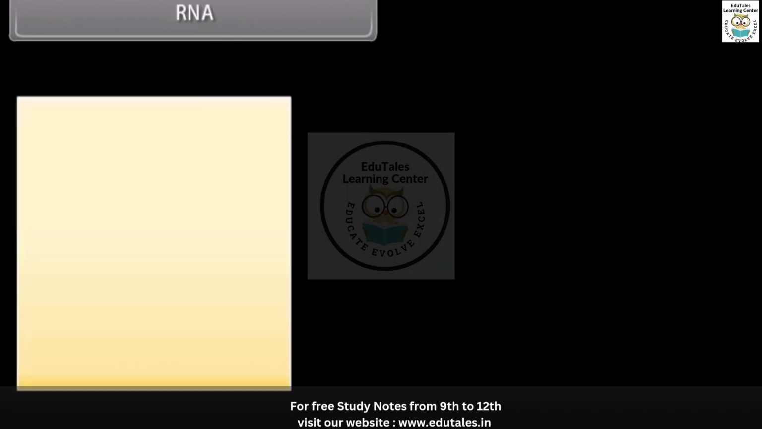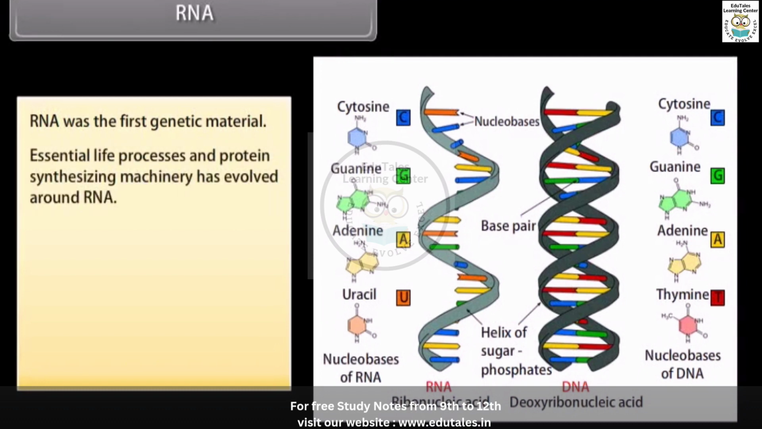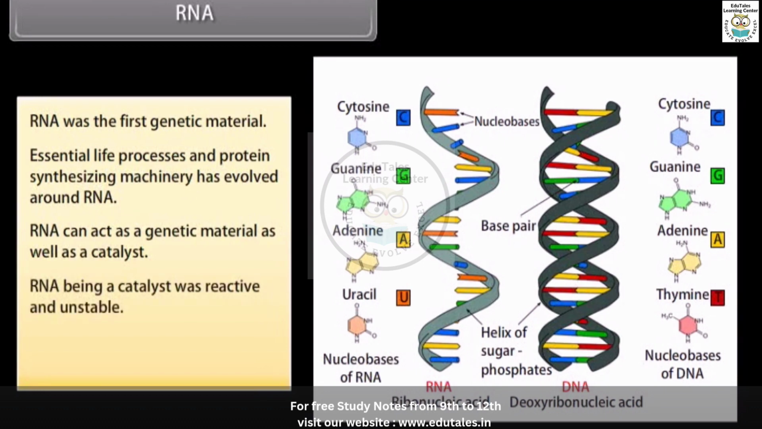RNA. RNA was the first genetic material. Essential life processes and protein synthesizing machinery have evolved around RNA. RNA can act as a genetic material as well as a catalyst. RNA being a catalyst was reactive and unstable. Thus, DNA evolved as a stable genetic material from RNA.